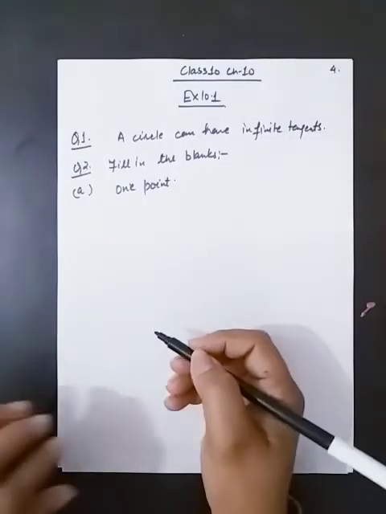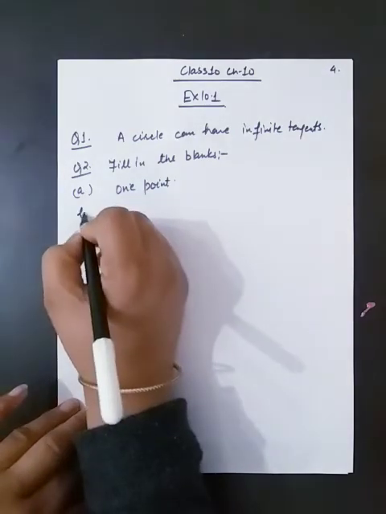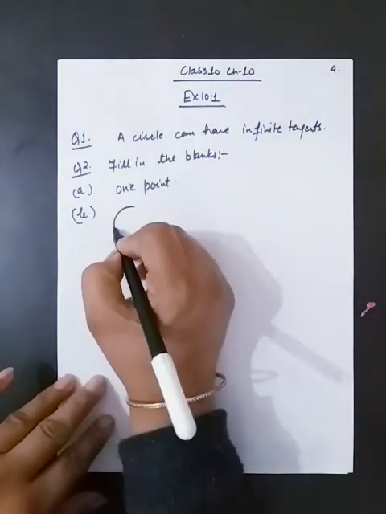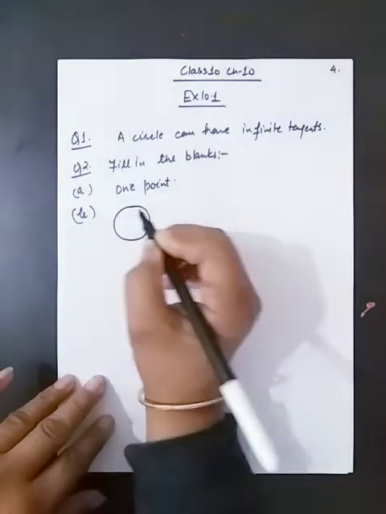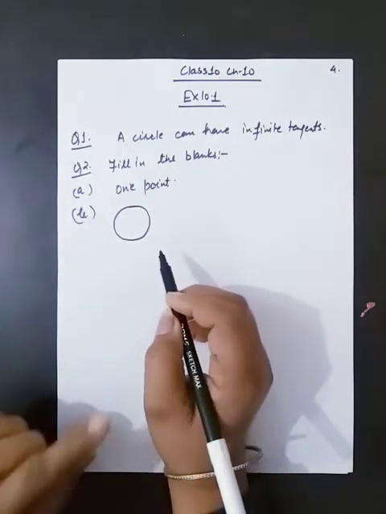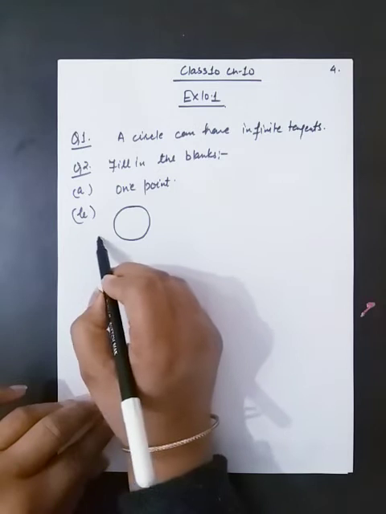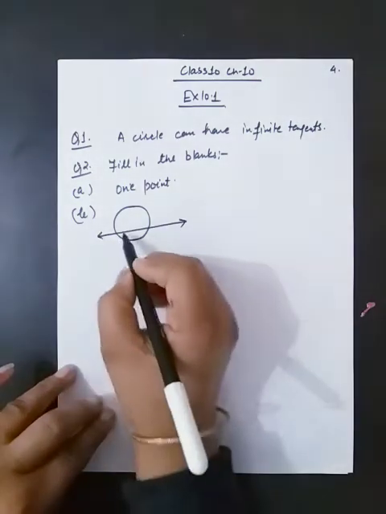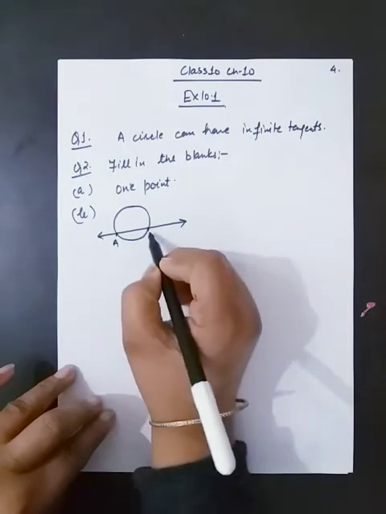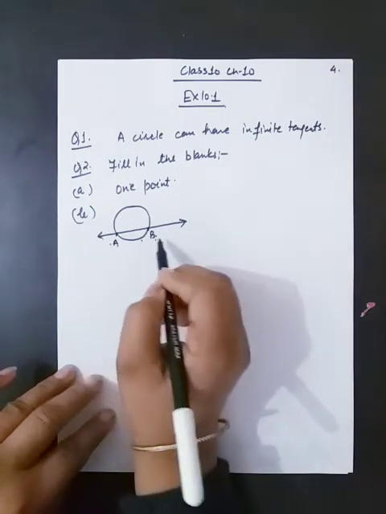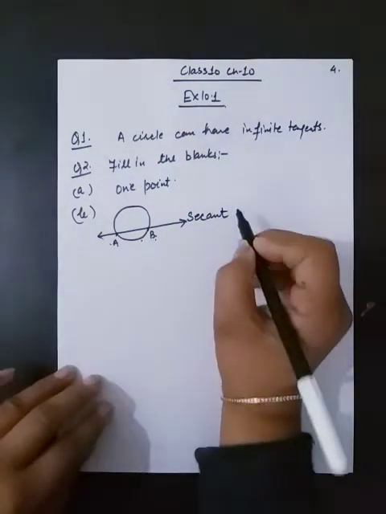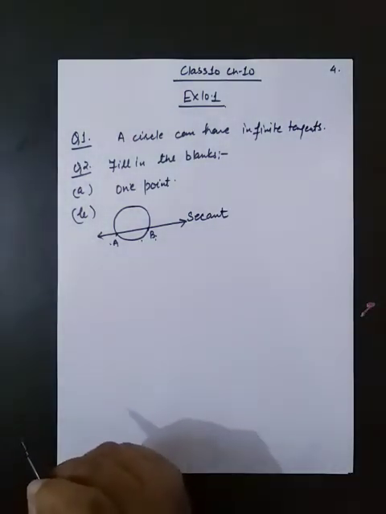And a line which intersects the circle in 2 points. Let us understand it. If we have a circle and we have to draw a line such that it intersects the circle at 2 points, see this one figure. Here this line is intersecting the circle at 2 points A and B. So this line is called a secant.